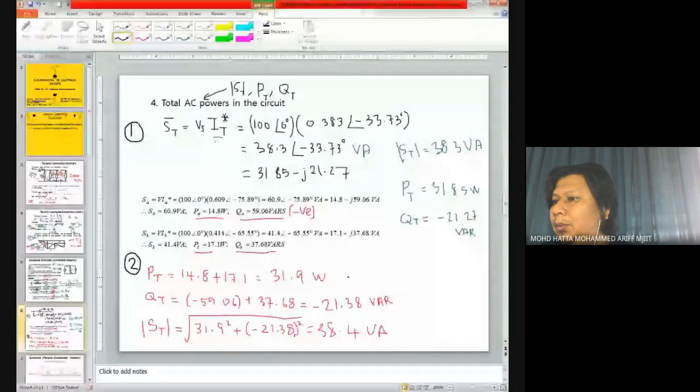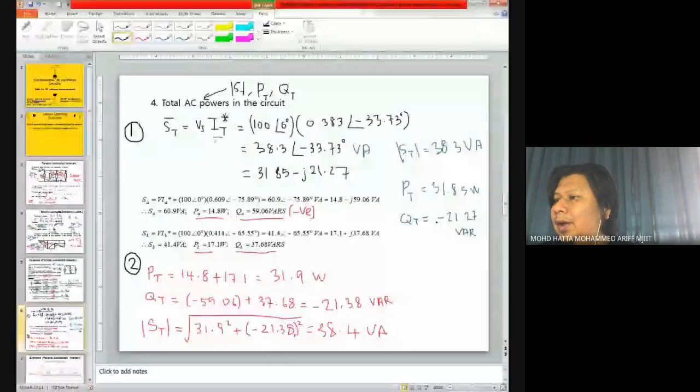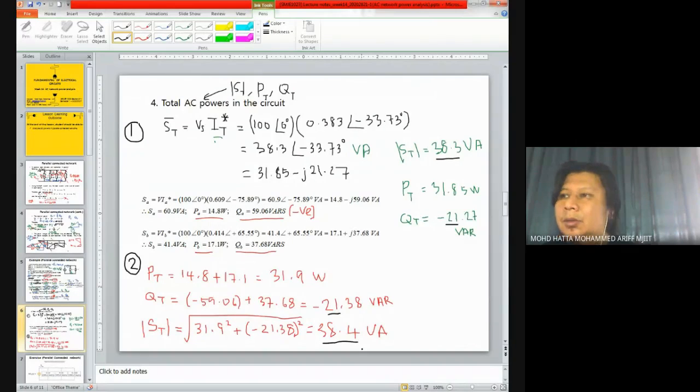Same goes to our Q total. It's 21.3. Over here, negative 21.27. If you take the most significant value, it's still 21, more or less the same. Same goes to our apparent power, 38.4. We have 38.3 over here, more or less the same value. So you can either use this strategy if you know the total current, and if you don't know the total current, maybe you can combine all those power information for each branch in order to get the total power of the AC circuit in terms of active, reactive, as well as apparent power.